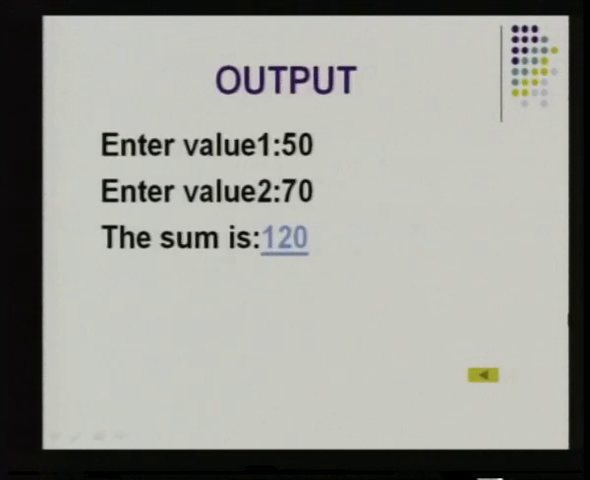Then finally, you have the output where you are entering the first value 50, the second value 70, and the output is 120. So, this is how constructors are declared, member functions are declared, they are defined outside the class and they are accessed from the main function. Now, we will see about destructors after the break.